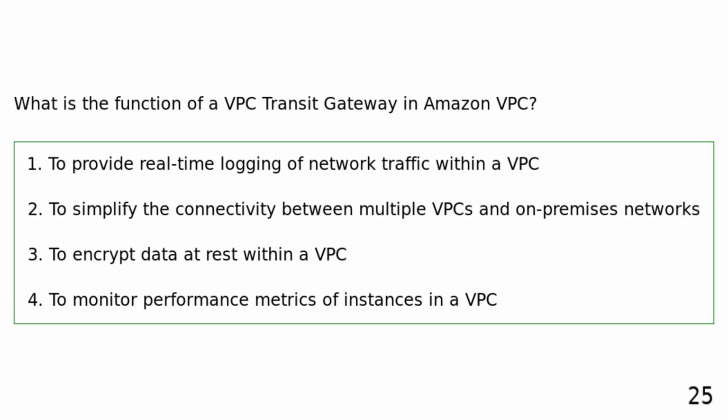What is the function of a VPC transit gateway in Amazon VPC? To provide real-time logging of network traffic within a VPC. To simplify the connectivity between multiple VPCs and on-premises networks. To encrypt data at rest within a VPC. To monitor performance metrics of instances in a VPC.